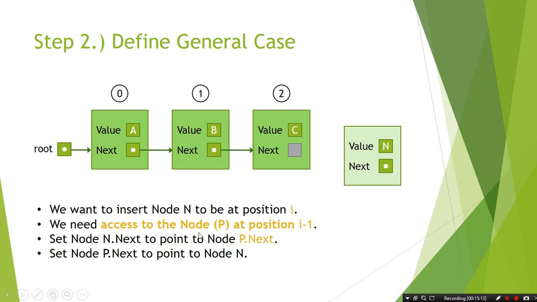So set node n dot next to point to P dot next. This is the step where we want this new node to point to the after node. So what is the after node? Since P is the before node, P dot next is the after node. That makes sense. So n, the new node that we're inserting, will point at the after node. That's what this third line means.